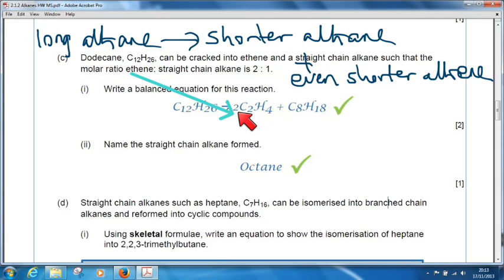So again, how many atoms of carbon do I have? For 2 molecules of ethene, I have 4 carbon atoms utilized. I take away 4 from the 12 to leave behind the 8. Similarly, 2 times 4 is 8. Take away 26 will give me 18 hydrogens over here. And then it's a simple case of naming the alkane which I formed over here, which shouldn't be too much of a problem. Any hydrocarbon with 8 carbons in will be called octane.